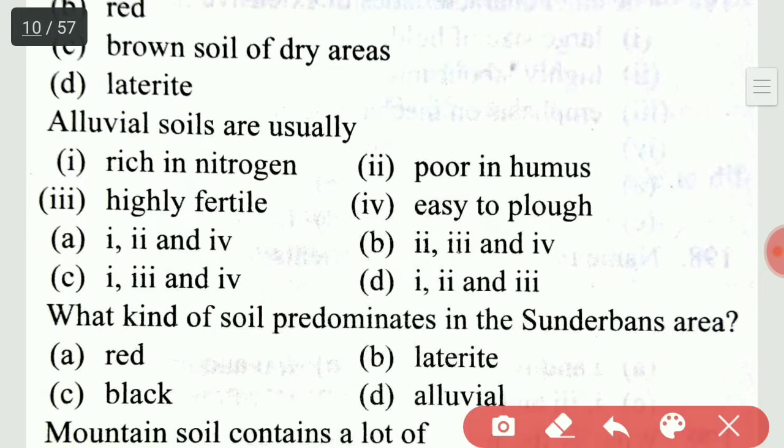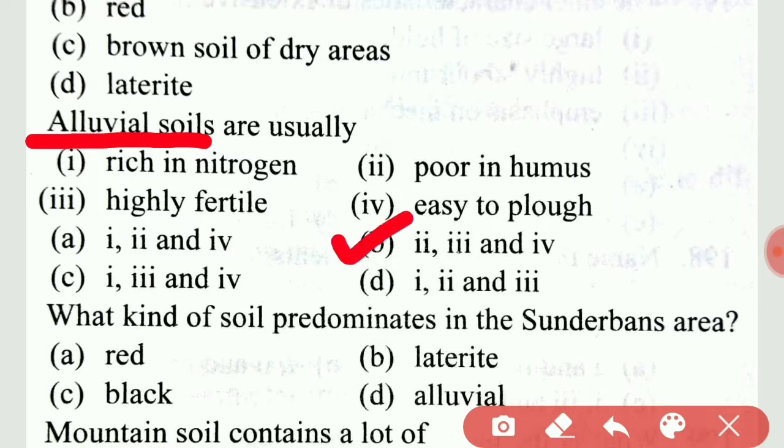Next, alluvial soils are usually rich in nitrogen, poor in humus, highly fertile, easy to plough. The right option is option B, poor in humus, highly fertile, easy to plough. One is not true.